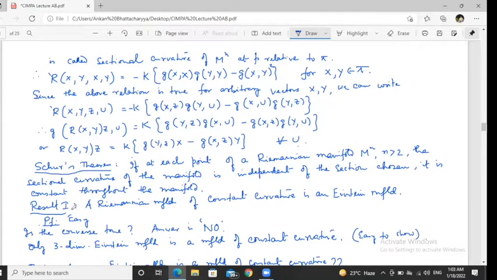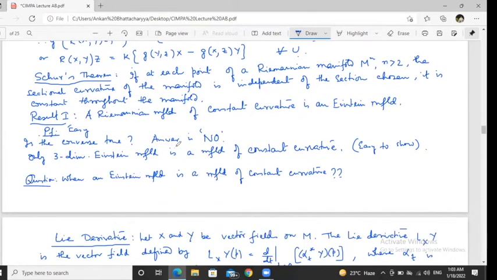Now, result 1 is that a Riemannian manifold of constant curvature is an Einstein manifold. It is very easy to prove. A Riemannian manifold of constant curvature means this condition will hold, and it is an Einstein manifold. We can easily prove it.